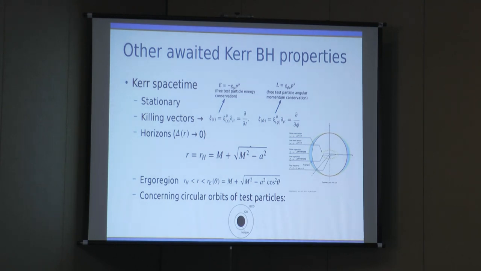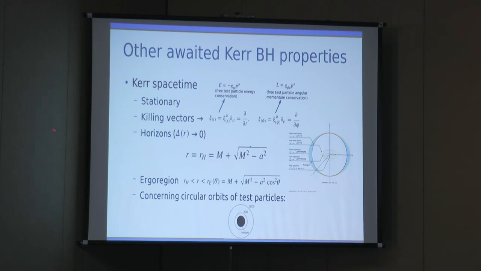Well, other awaited Kerr black hole properties. We need these properties because I will now present the calculation that tests whether particles can be accelerated to high or ultra-high energy by a solitary black hole. Kerr space-time is stationary. The Kerr solution has Killing vectors, which tell us about symmetries. We have time symmetry and axial symmetry, and they guarantee conservation of energy and conservation of angular momentum.